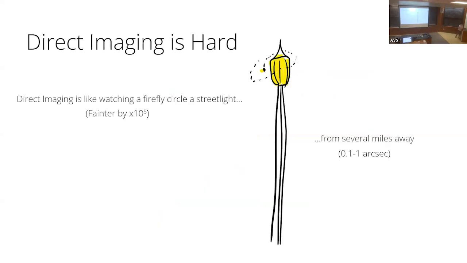This is because direct imaging is hard. To directly image a planet is kind of analogous to trying to watch a firefly circle a street light if you're standing several miles away. That gives you the context for the brightness ratio, the flux ratio between the planet and its host star.